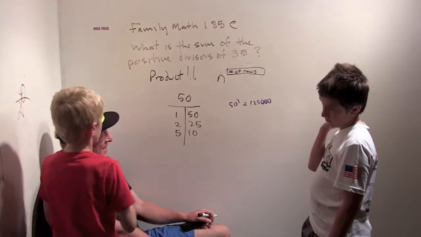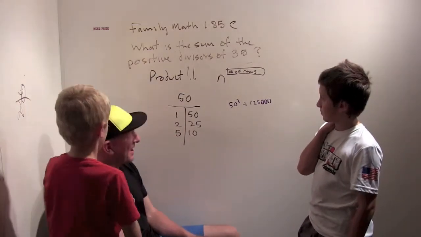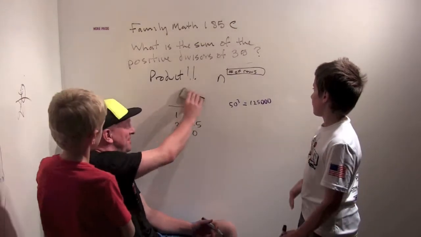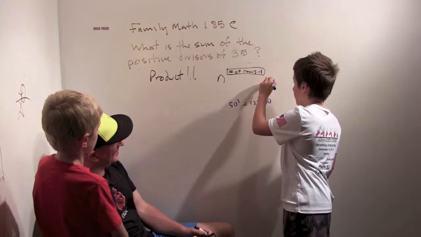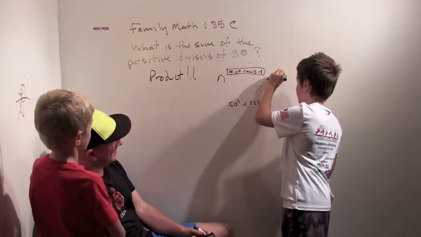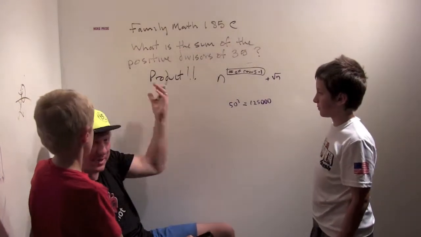Squares have a number of rows, and then they have a half row. Right, they have a half row. So for squares it will be the number of rows minus 1 plus the square root of n. All right, let's see. We'll pick a square.